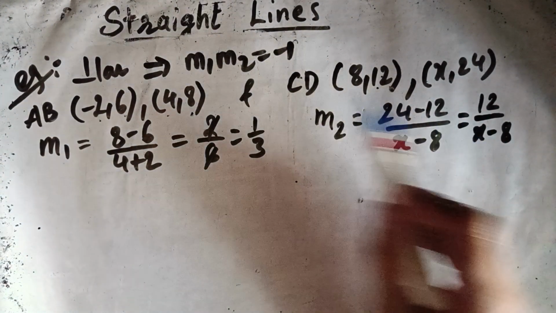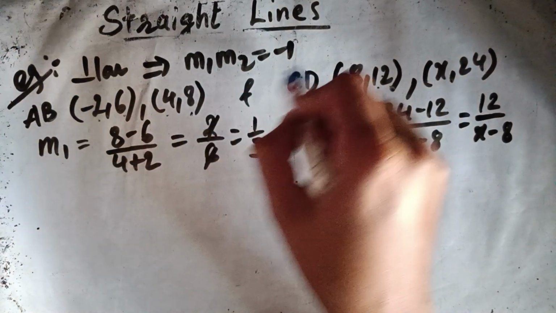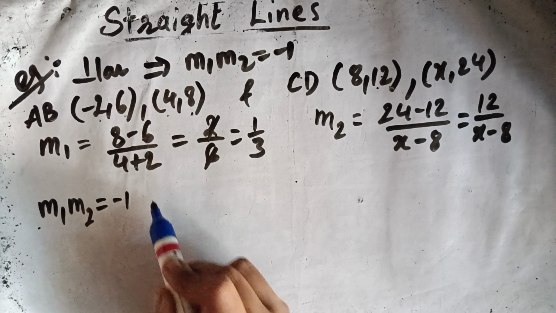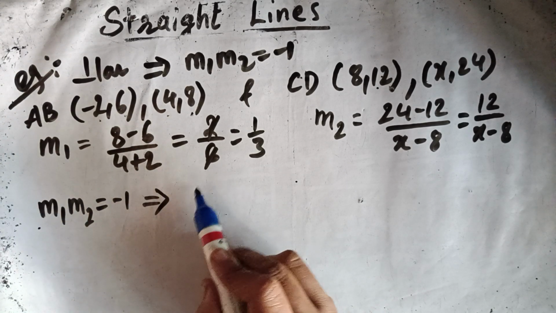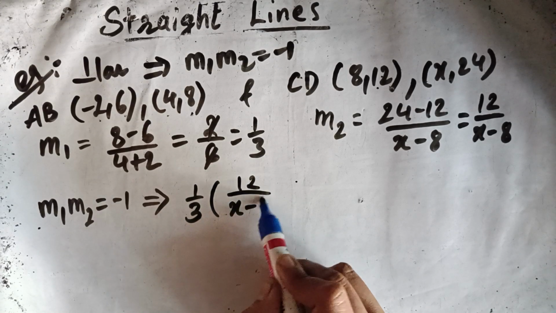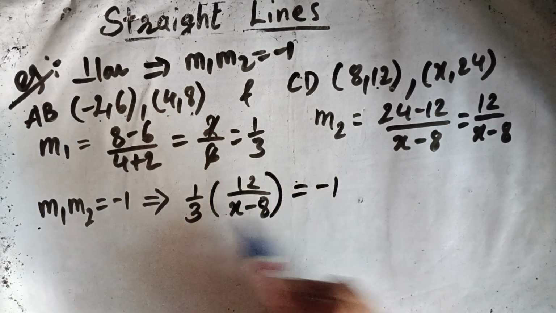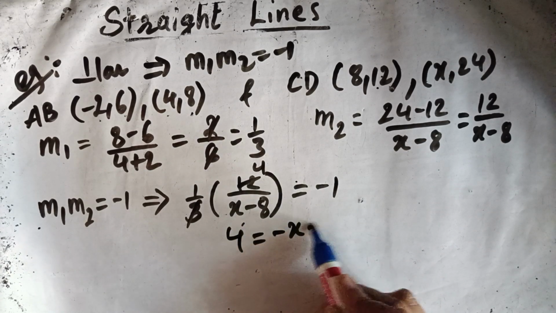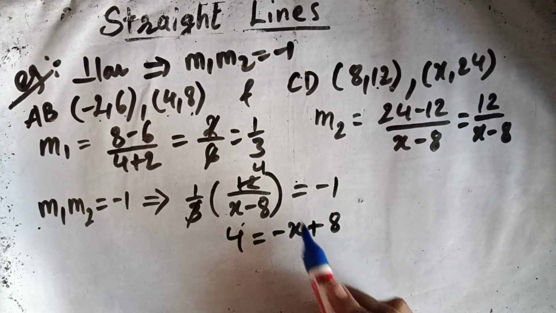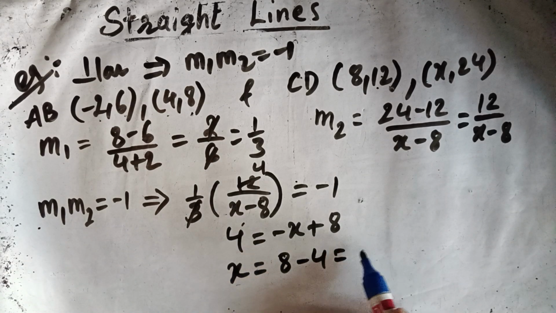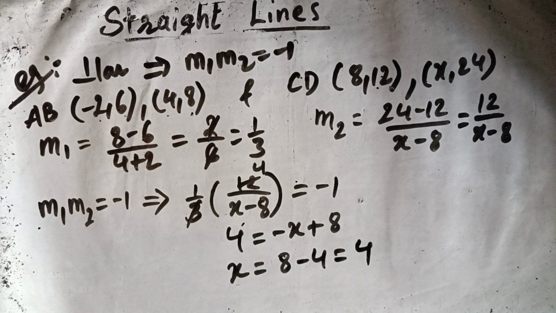Now you have to substitute this m1 and m2 in this condition. Multiply. This x I'll take here. This is 8 minus 4, 4. So x is 4.